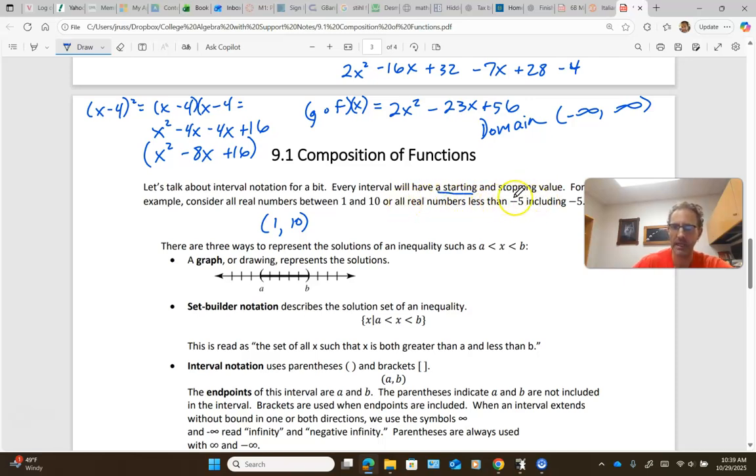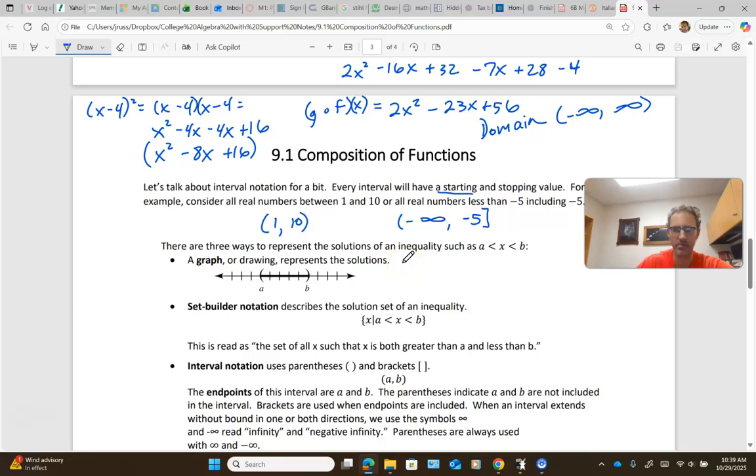All real numbers less than -5, but including -5. Well, all the numbers less than -5, then you'd be going from -infinity up to -5, and since we're including -5, we use a bracket. Okay, so those are just a couple examples.